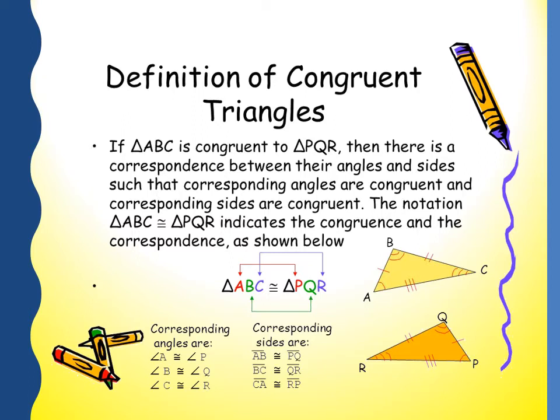About the corresponding angles, angle A is congruent to angle P, angle B congruent to angle Q, angle C congruent to angle R. And about corresponding sides, the side AB is congruent to the side PQ, the side BC congruent to the side QR, and the side CA congruent to the side RP.